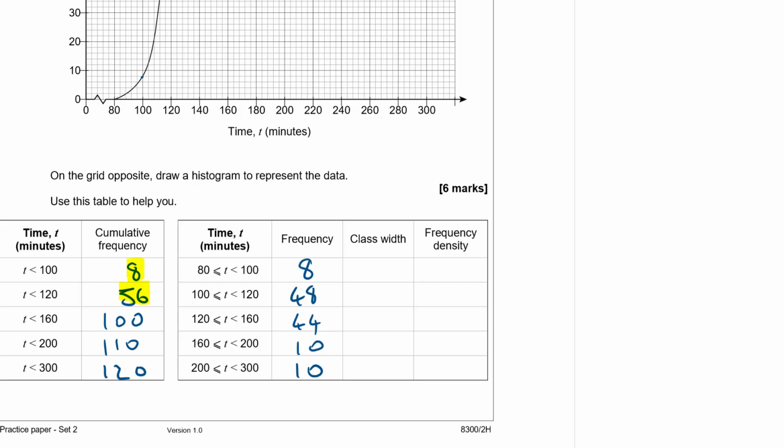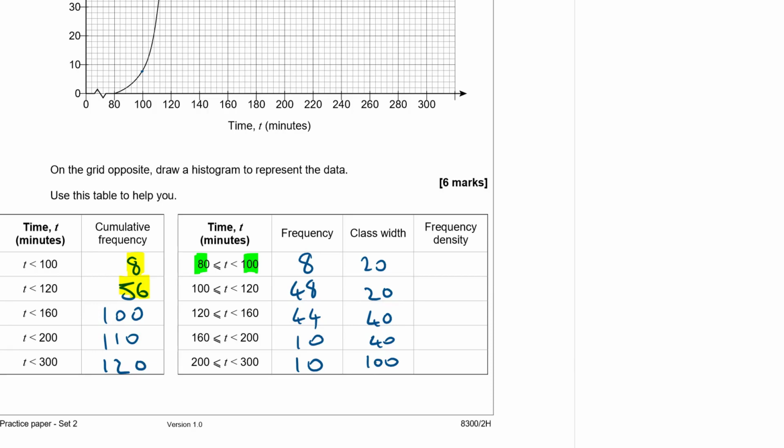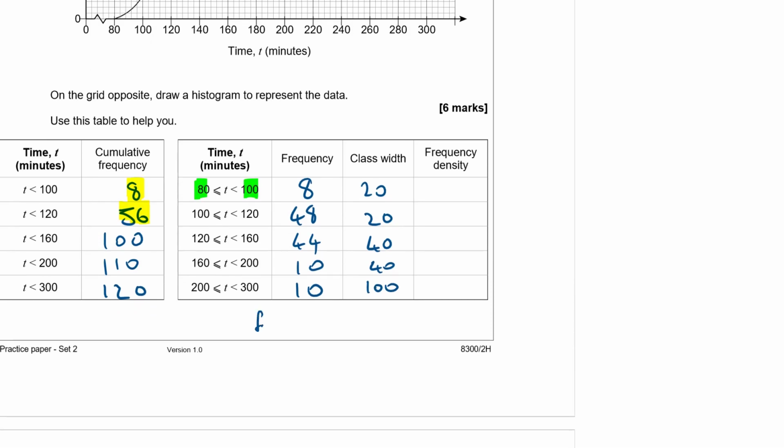Yes, they do. Okay, so the class width is the difference between these two numbers. So 100 take away 80 is 20. 120 take away 100 is 20. 120 to 160 is 40. 160 to 200 is 40, and 200 to 300 is 100. And frequency density I get by taking frequency density is equal to frequency divided by class width.